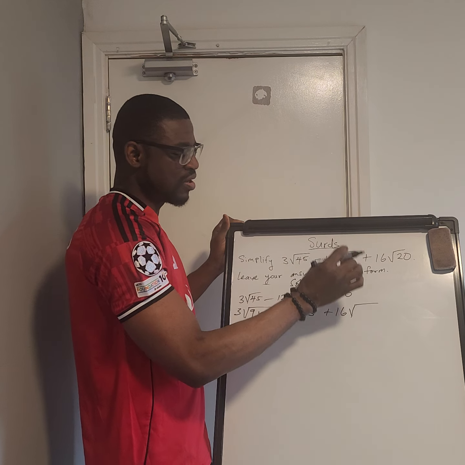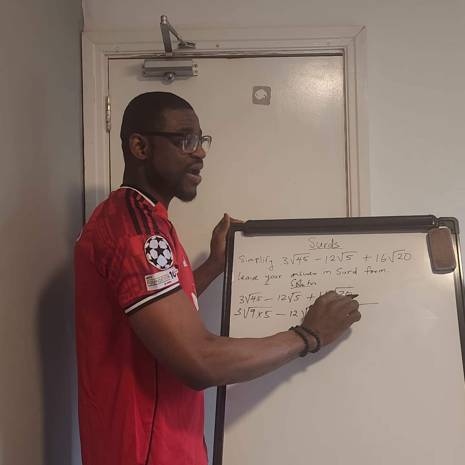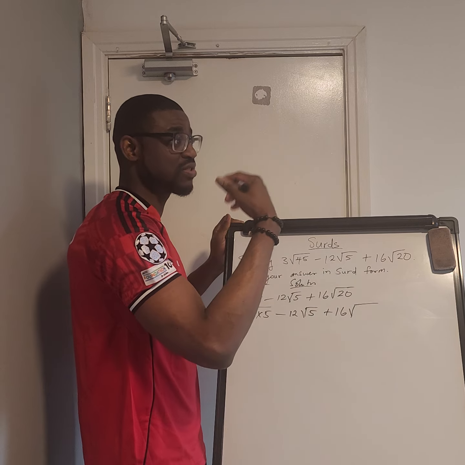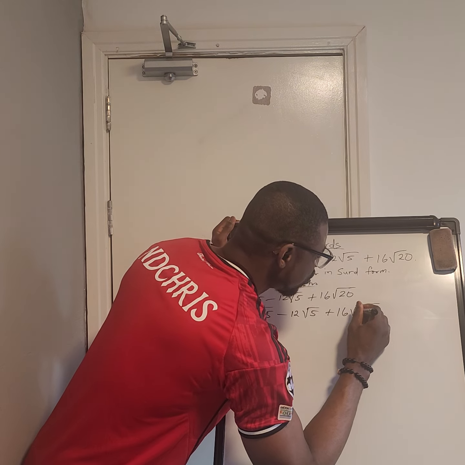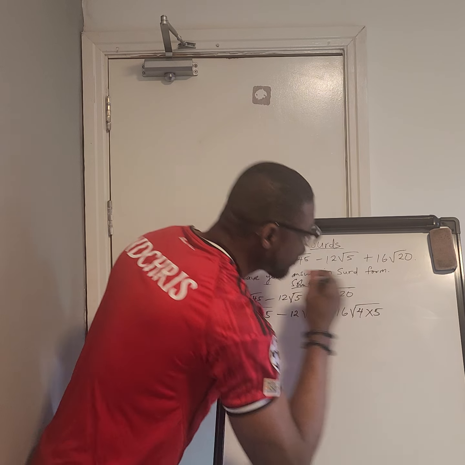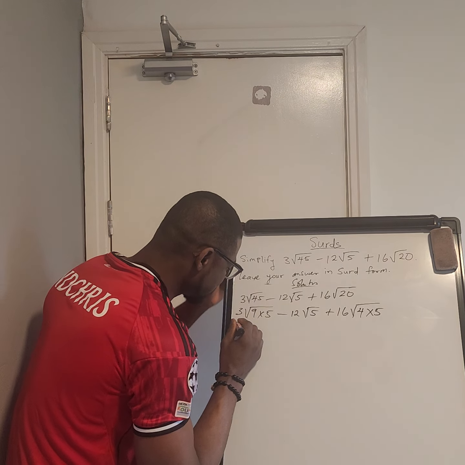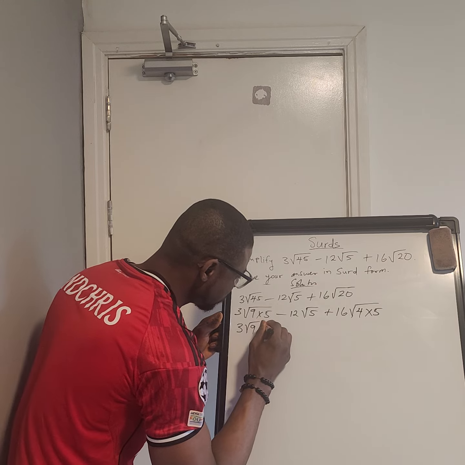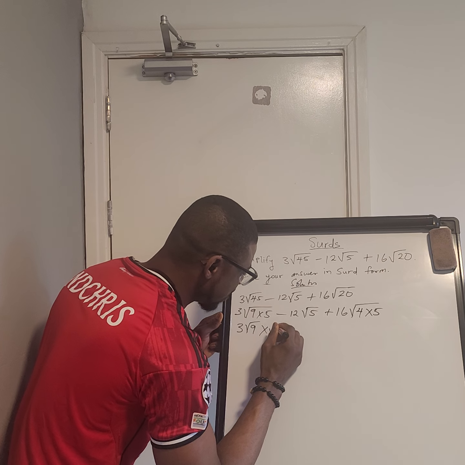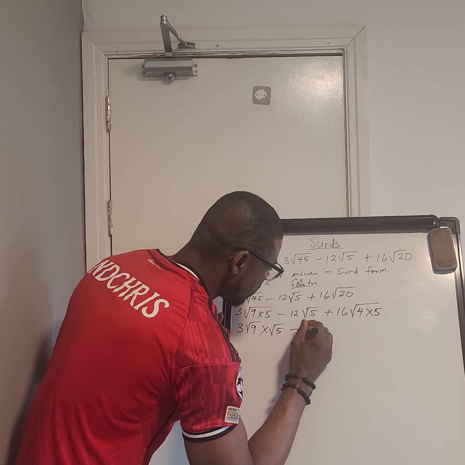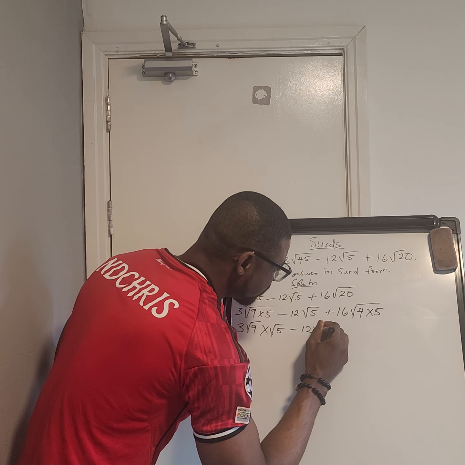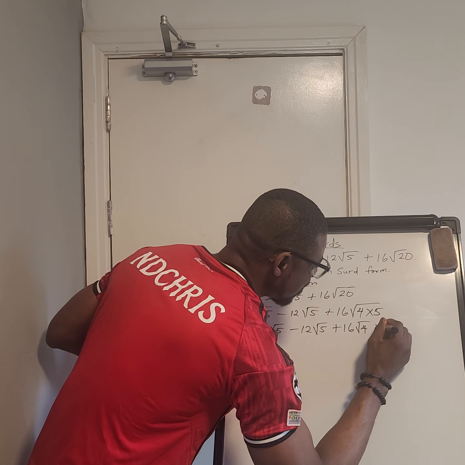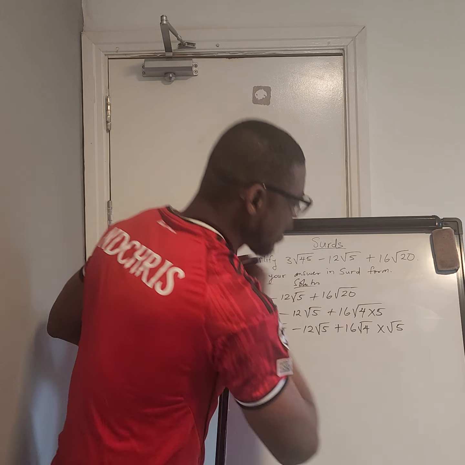I told us that if we divide 20 by 5, it will leave us with 4. Therefore, we're going to have 4 times 5, which will be 20. So we have 4 times 5. This can further be written as root 9 times root 5. I'm trying to separate the contents of the root. And here we have 16 root 4 times root 5.